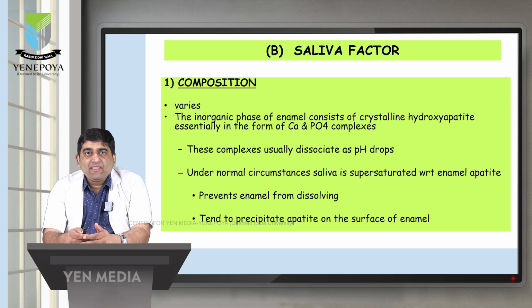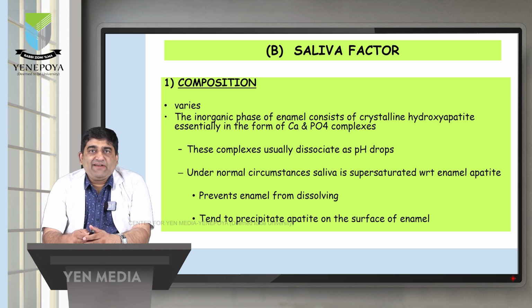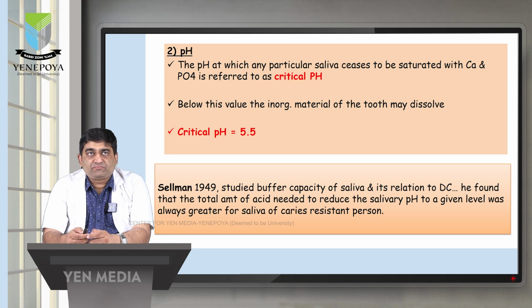Now coming to the saliva, the composition of saliva varies. The inorganic phase of the enamel consists of crystalline hydroxyapatite, essentially in the form of calcium and phosphate complexes. These complexes usually dissociate as pH drops. Under normal circumstances, the saliva is supersaturated with enamel apatite, which prevents the enamel from dissolving and tends to precipitate apatite on the surface of the enamel. The pH at which the particular saliva ceases to be saturated with calcium and phosphorus is called critical pH, and below this value the inorganic material of the tooth may dissolve. The critical pH is 5.5.